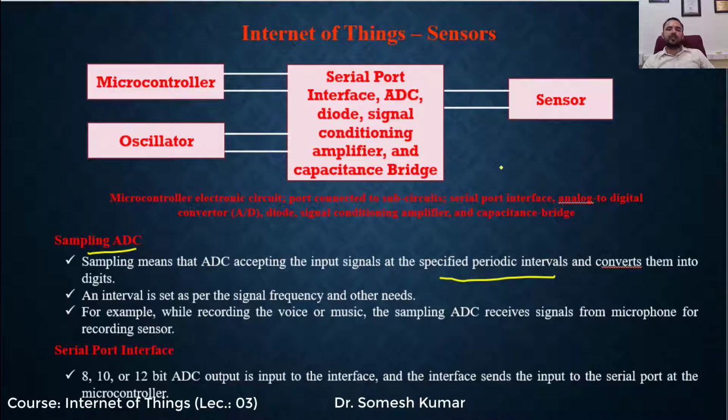So next one is your serial port interface. Basically the output of our ADC may be 8 bit, 10 bit, 12 bit. So this output is given to the microcontroller input with the help of this serial port interface.